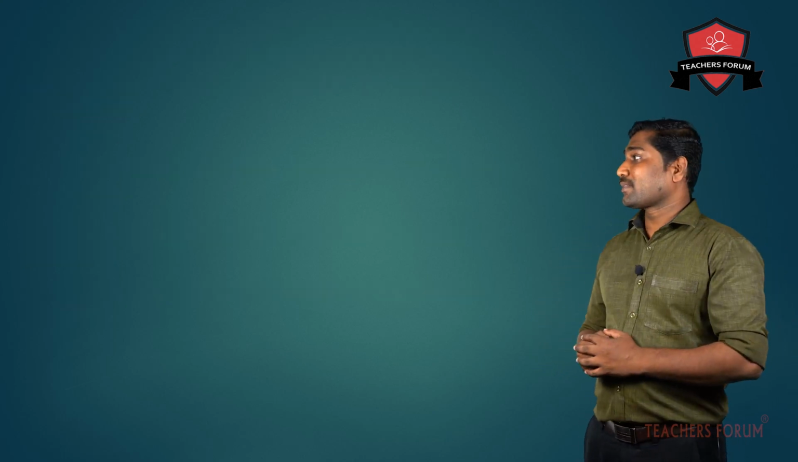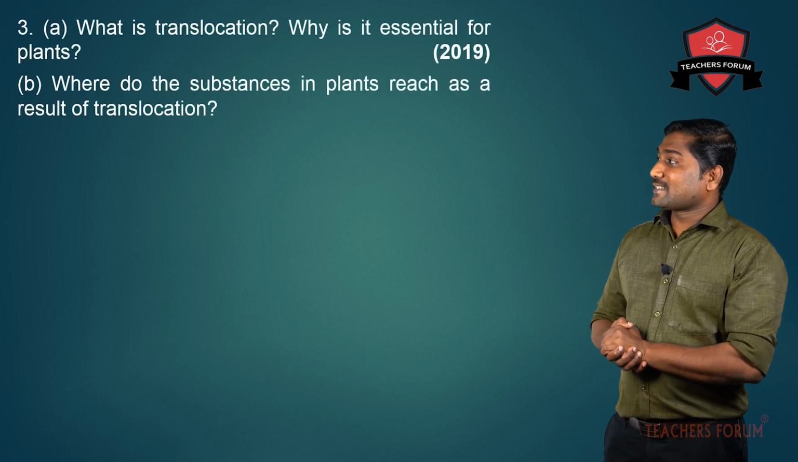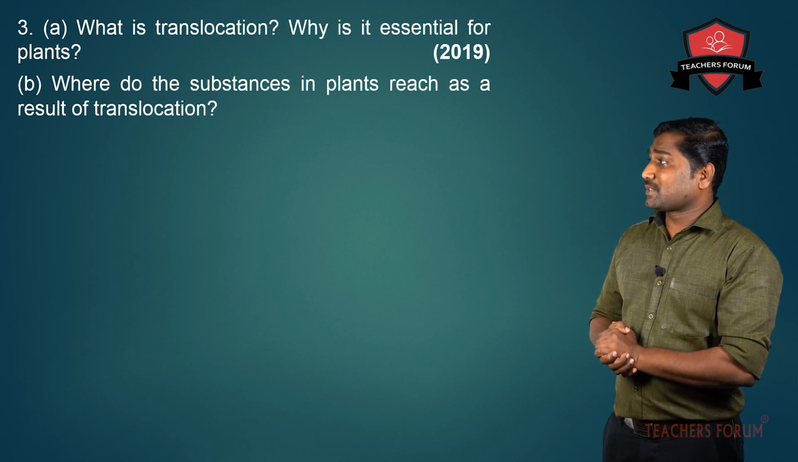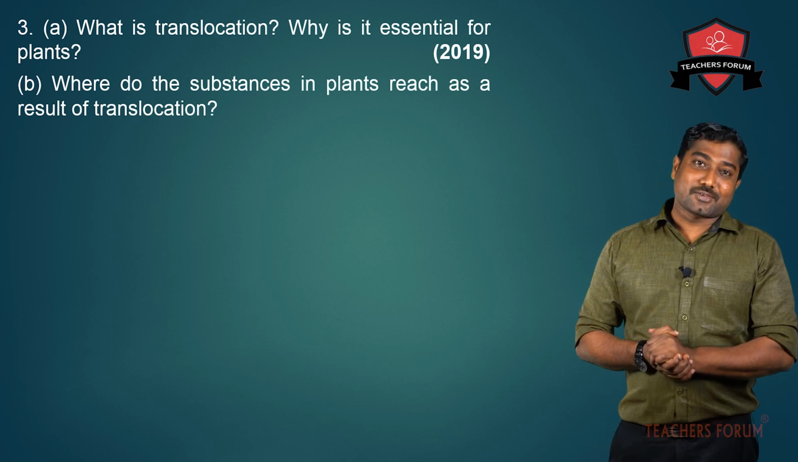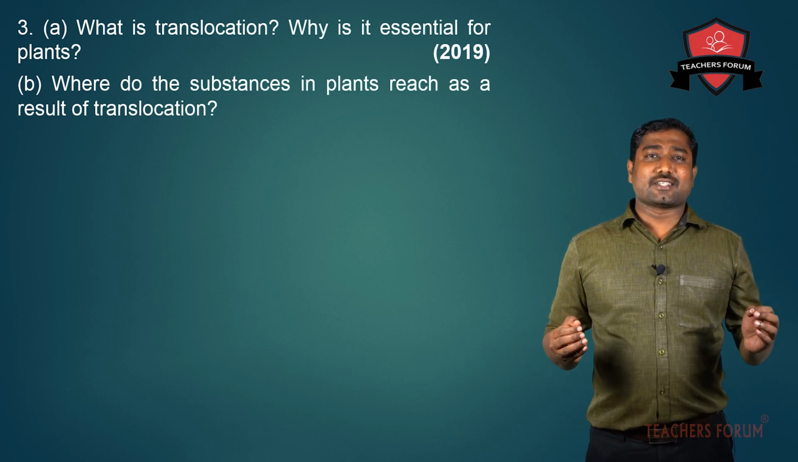Now moving to the next question, it has 2 sub-questions. First sub-question, what is translocation? Why is it essential for the plant? Question B, where do substances in the plant reach as a result of translocation? The first question, what is translocation?